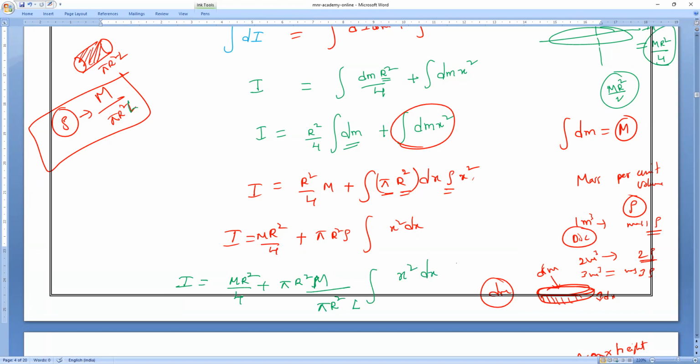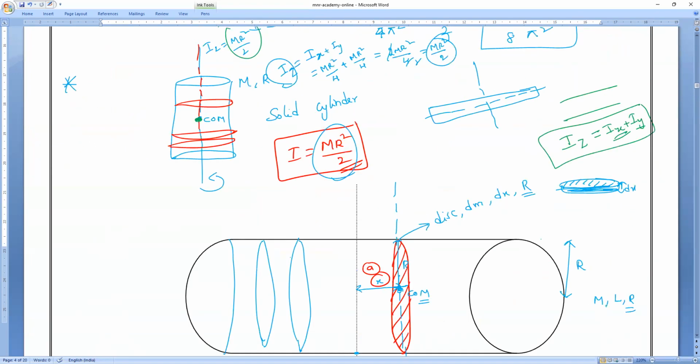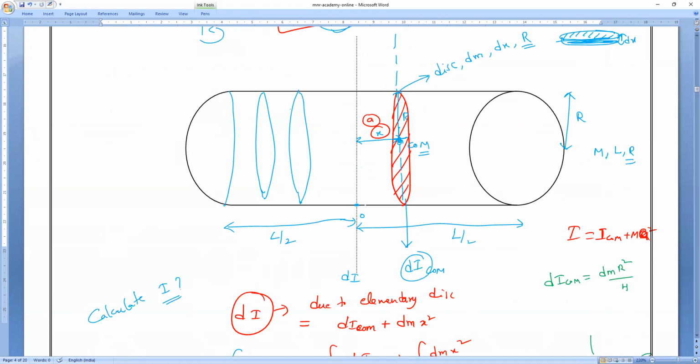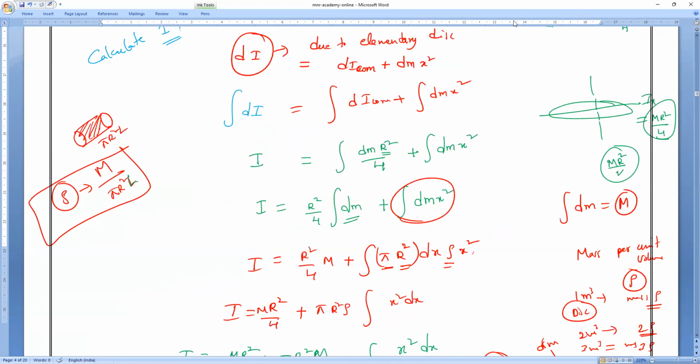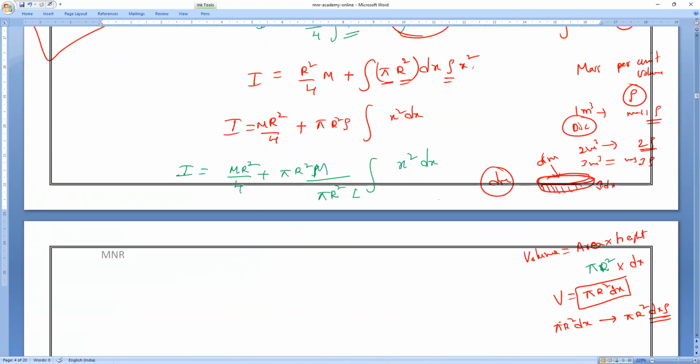So what are the limits, guys? Actually, it is a cylinder, so the limits are from where to where? 0 to L by 2 maximum, or I can take the other side, 0 to minus L by 2. What we did at the beginning of the chapter, two days before: I will find the limits from here to here and make it double, because from here to here is equal to here to here. Am I right, Pradosh? We have done it two times. I can do it, so I can write the limits.